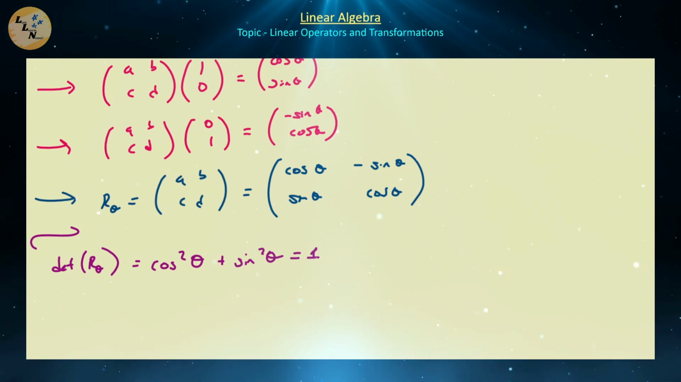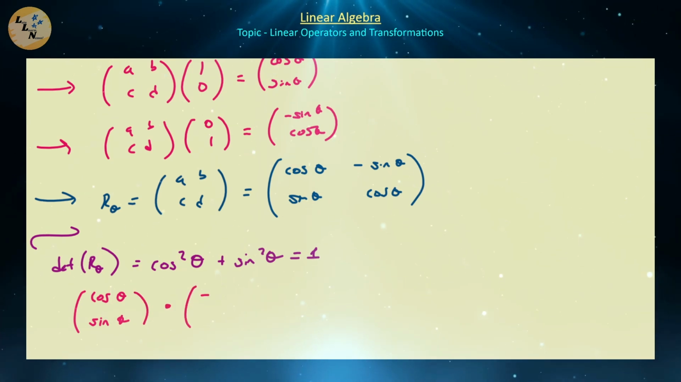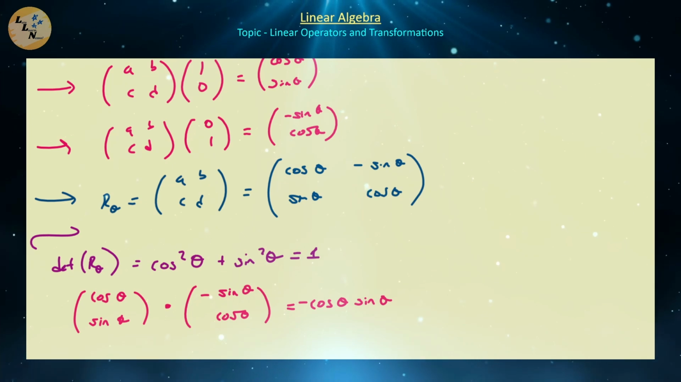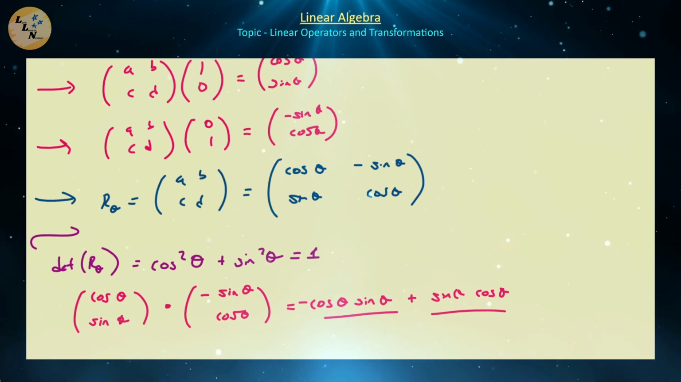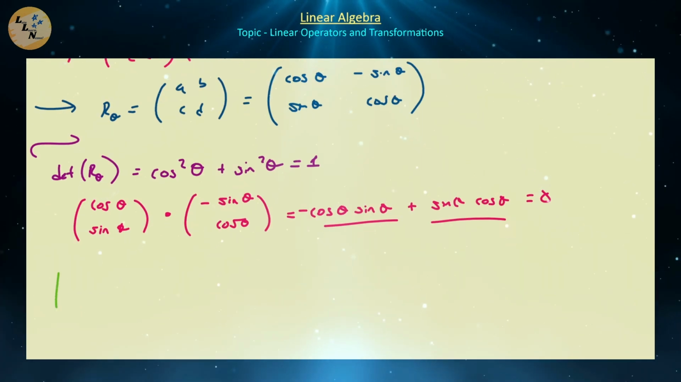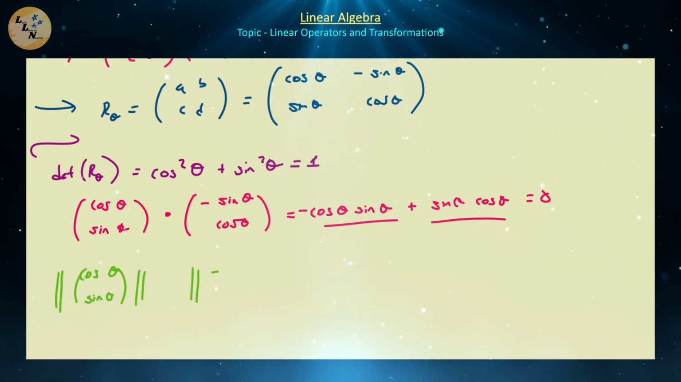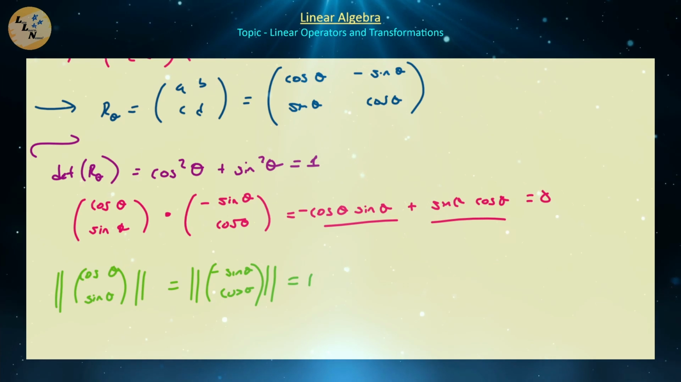Also, if we take the vector cosine theta, sine theta, and dot product that with the other column, minus sine theta, cosine theta, notice that we get cosine theta times negative sine theta, plus sine theta times cosine theta, and those are just product opposites, so that's going to be equal to 0. Since the determinant is equal to 1, we can also take the norm of each of those vectors. For example, the norm of cosine theta, sine theta, and also the norm of minus sine theta, cosine theta, are both going to be equal to 1.